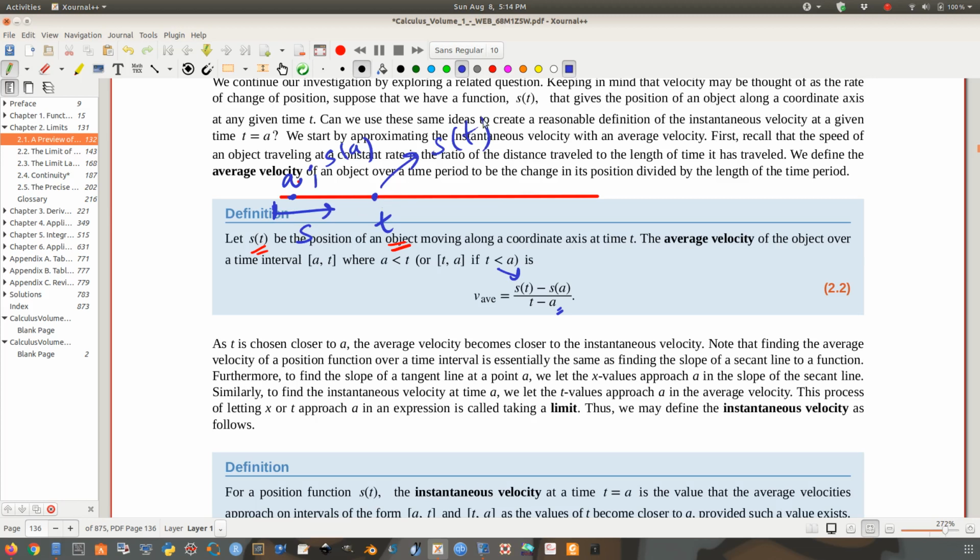The average speed is S of t minus S of a, or how much distance you traveled during this time, and in how much time. Now you could have gotten faster in the middle, slowed down, whatever. So those are instantaneous speeds. But the average speed is how much distance you covered in that much time. In fact, if you drove forward and came back to the same place, the average speed would be 0 because you haven't moved anywhere.